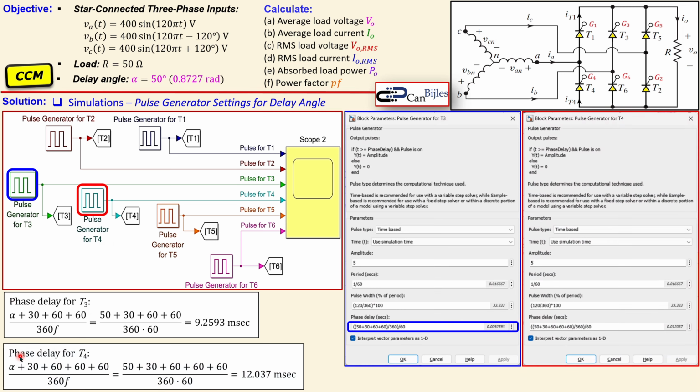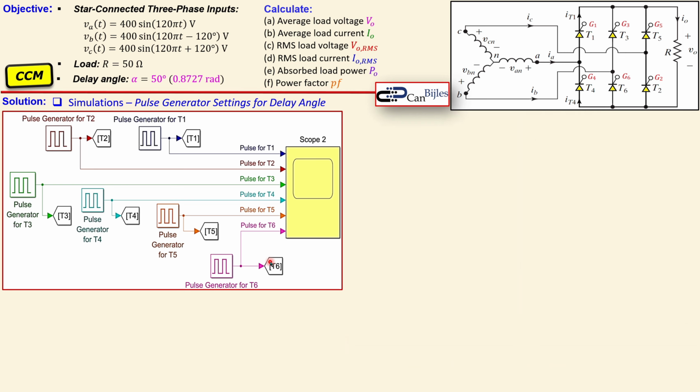You see again the calculations for T3 and T4. You will add another 60 each time, another 60 for each thyristor gating actually, and then you see here 9.26 milliseconds and here 12.04 milliseconds approximately, and you also see that here and there. Okay. The final two are the T5 and T6.